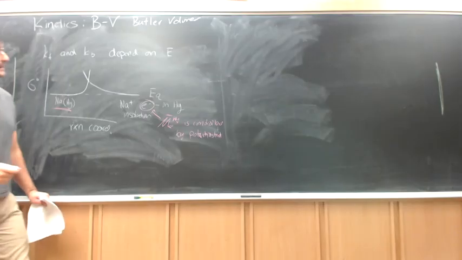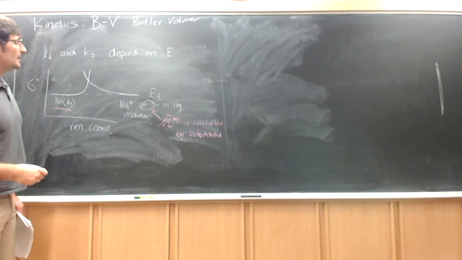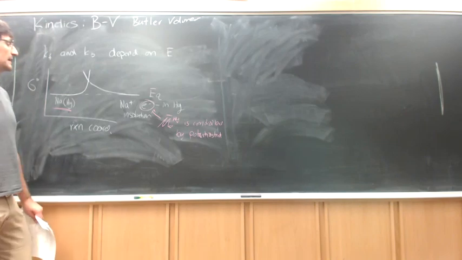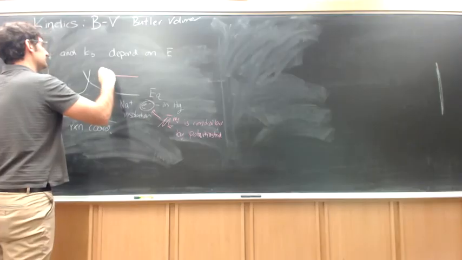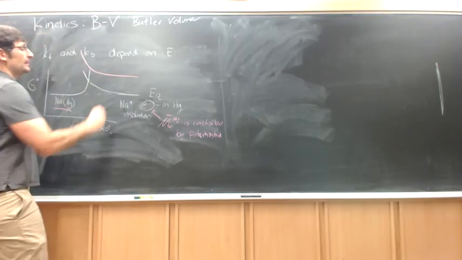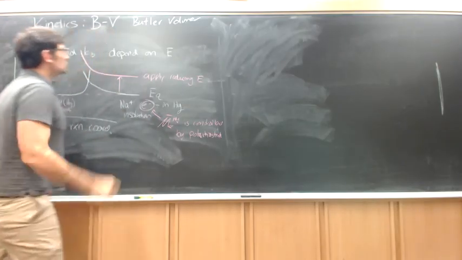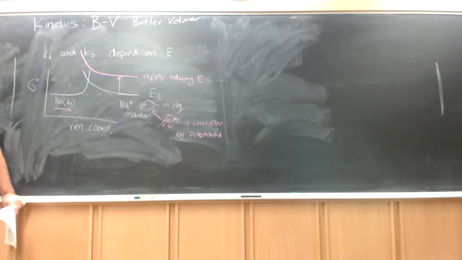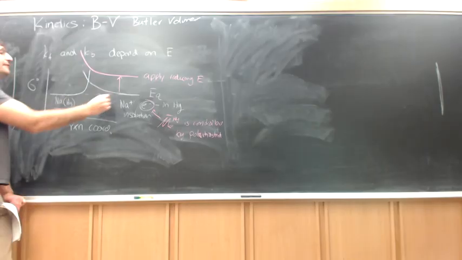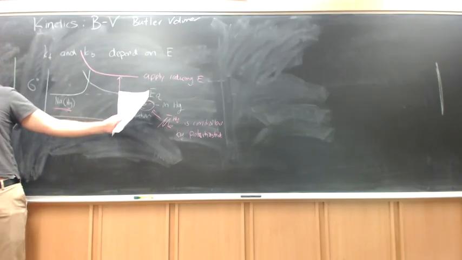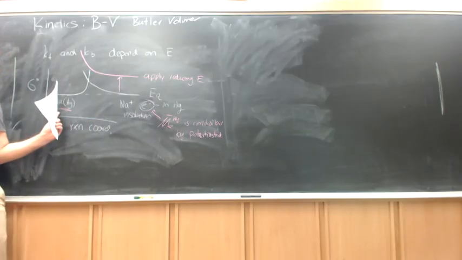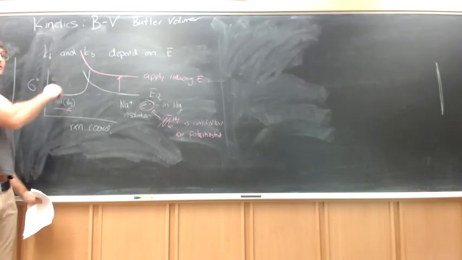But if I apply potential, so if I apply a reducing potential, right, I can put that level up. So which way is the reaction going to go now? The net reaction. From right to left or left to right? You're going to take sodium plus, and you're going to make it into sodium, because it's going to go downhill in energy.